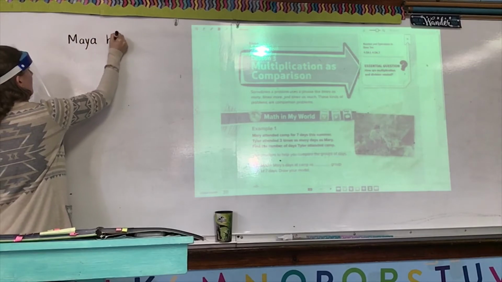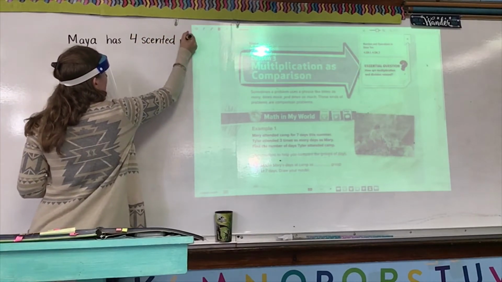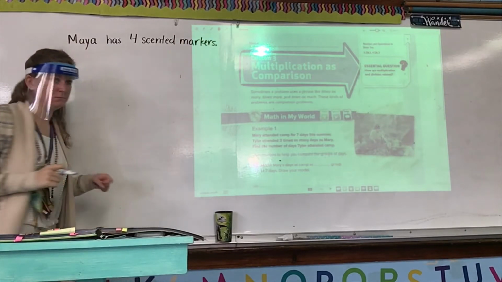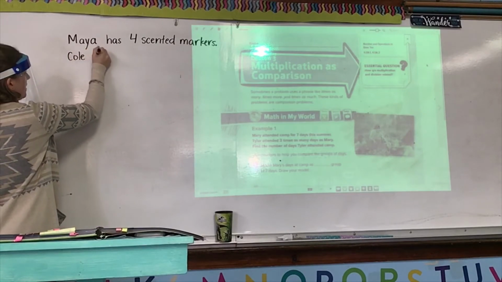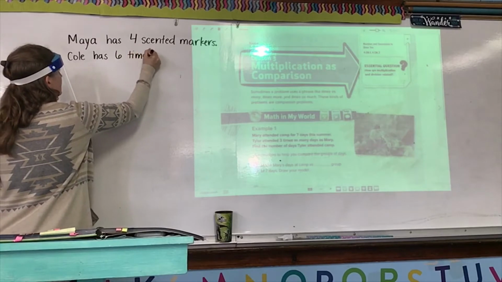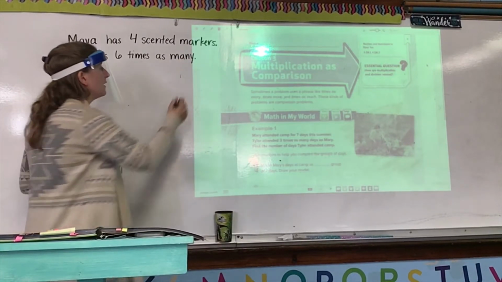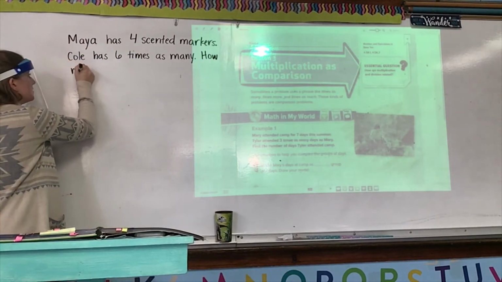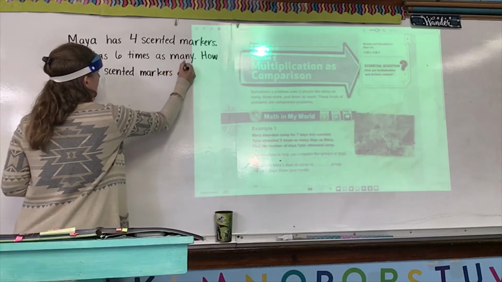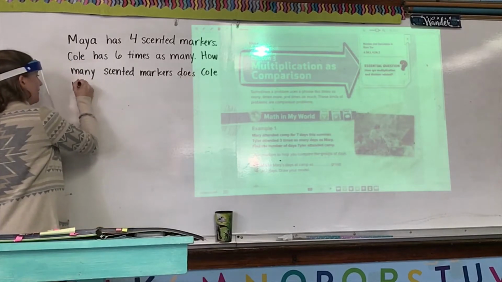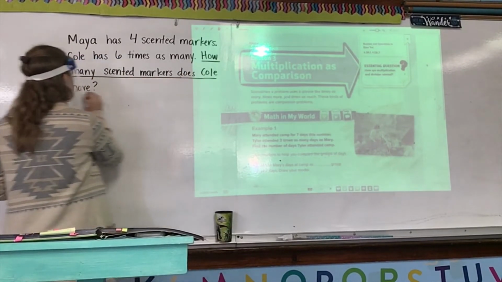Maya has 4 scented markers. Okay, so Maya has 4 scented markers. Cole has 6 times as many. How many scented markers does Cole have? Okay, so the question in this problem is, how many scented markers does Cole have?